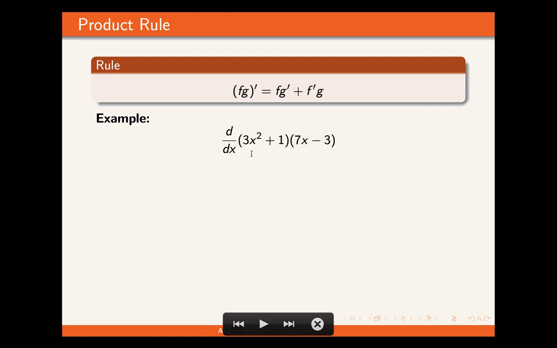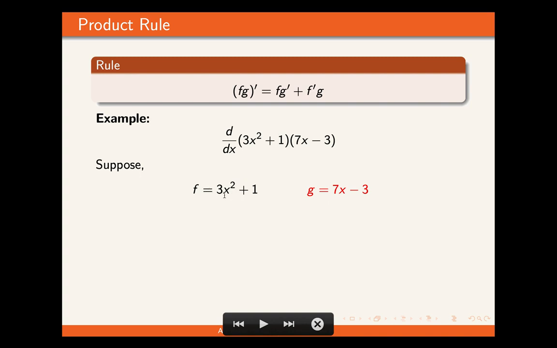Let's say we need to find the derivative of 3x squared plus 1 times 7x minus 3. As we can clearly see, here we have a product of two functions. So let's assume that the first function, 3x squared plus 1, is f, and let's assume 7x minus 3, the second function, is g. If you want to use the product rule, you might have noticed that we also need to find f prime and g prime so that we can directly use this rule. So let's find the derivative of f and the derivative of g.